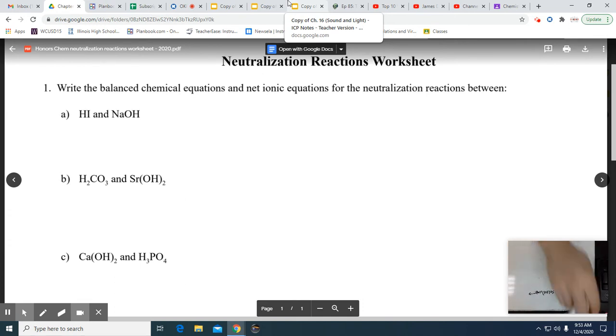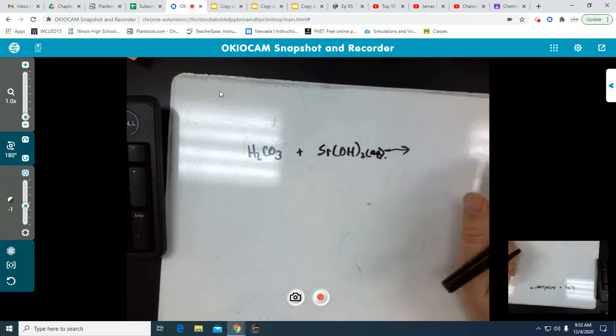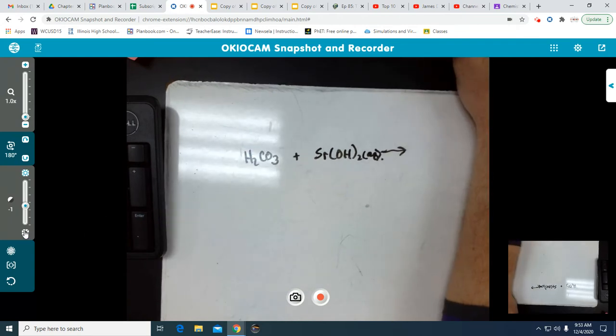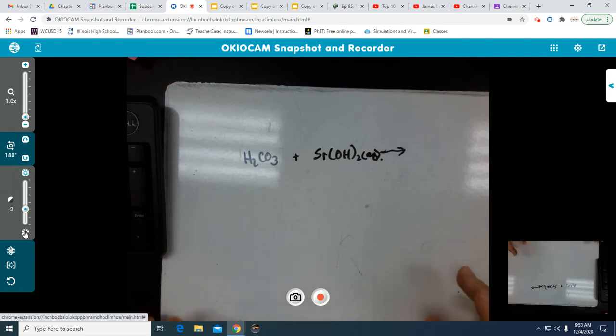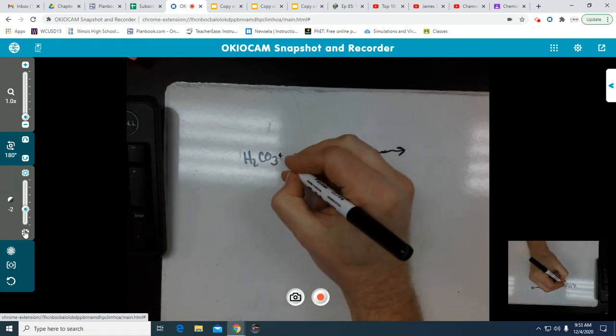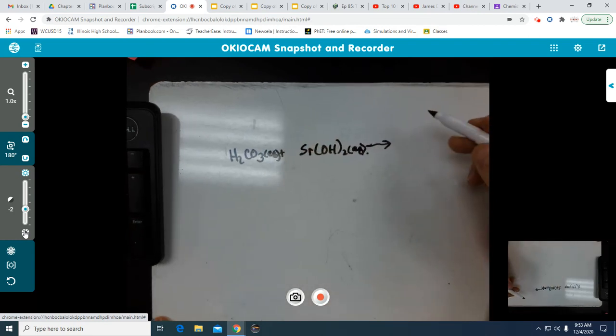H2CO3 is carbonic acid. H2CO3 is a weak acid. It's the same type of acid you have in your soft drinks. So it's aqueous, and that's going to play a role when we start to do our ionic equations.